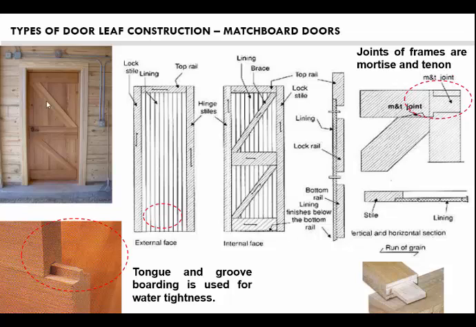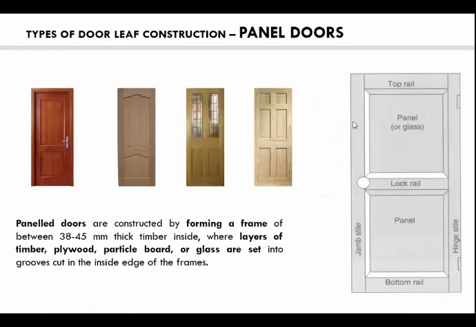Joints of frames means, when you have your top rail connecting to your vertical stile, this corner here, they will use a mortise and tenon joint. And I know some of you told me it's a thumb drive joint. Okay, it's a thumb drive joint. Then matchboard, the matchstick kind of design, right?